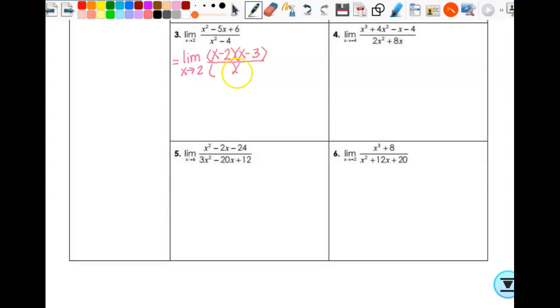Then the denominator I'm going to factor. x and x. Plus and minus. What are my numbers? 2 and 2. Okay, because it's a difference of squares, right? So then I can reduce. That leaves me with the limit as x approaches 2 of x minus 3 over x plus 2. Now I'm going to evaluate the limit. 2 minus 3 is a negative 1 over 4. It's a negative 1/4.